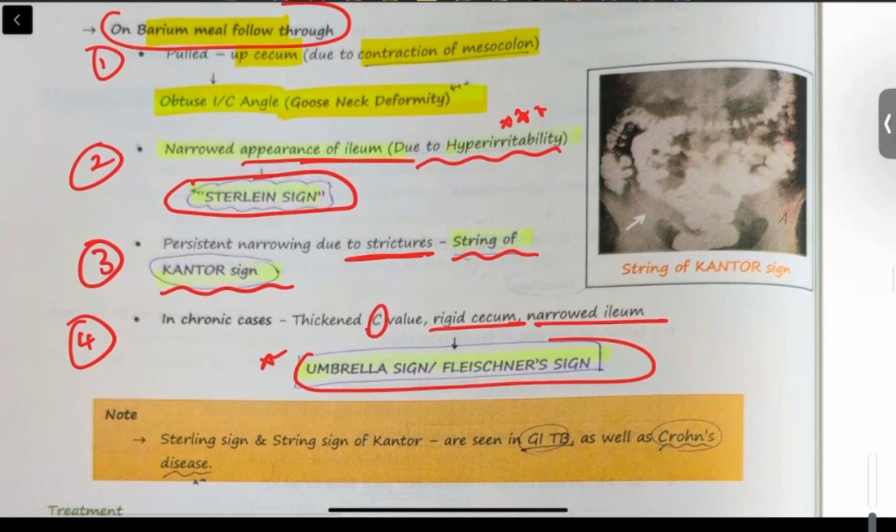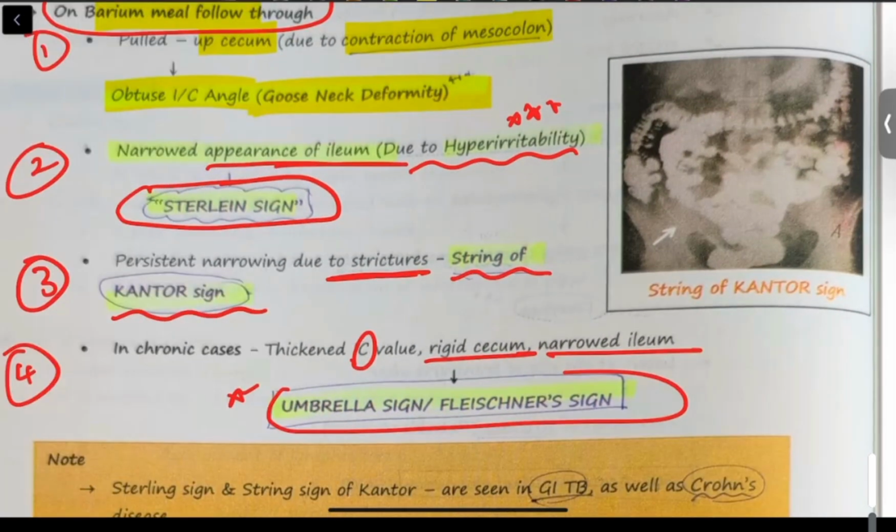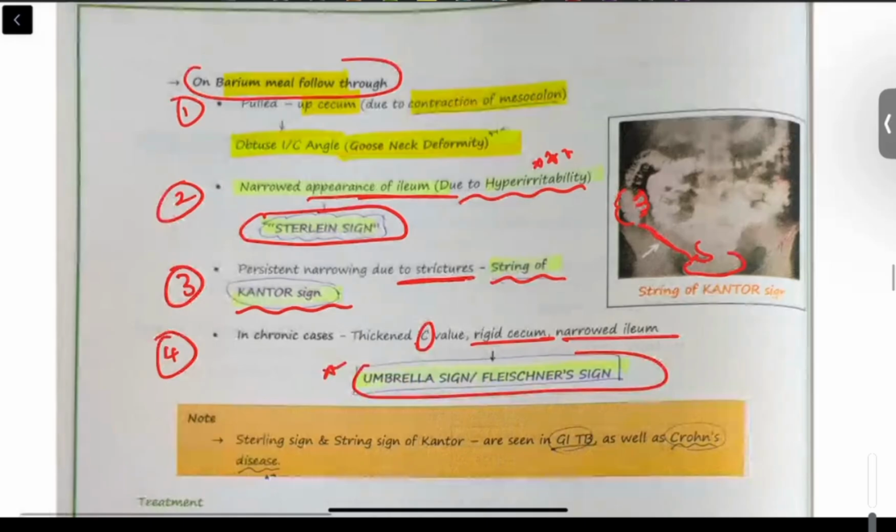Okay, I don't know how much I'll be able to explain here. String of Kantor sign, we can see it is appearing like a string. At the ileocecal junction, it is appearing like a string. This is ileum. Then from here it is a string, and then this is... okay. So these are the 4 signs which we can appreciate on barium meal follow through.